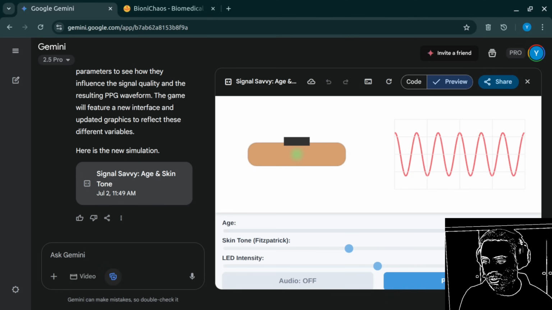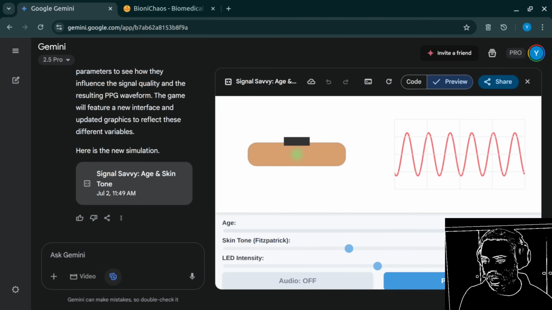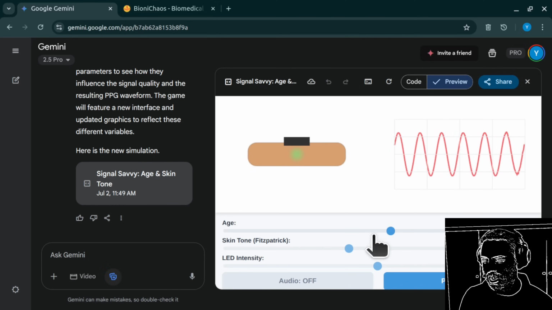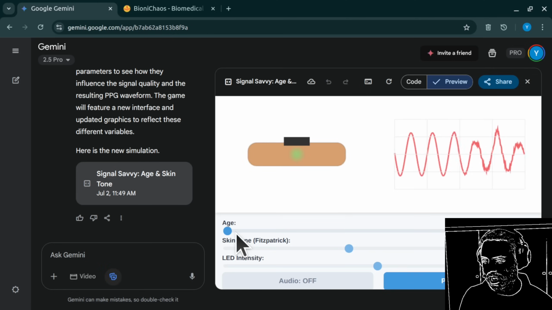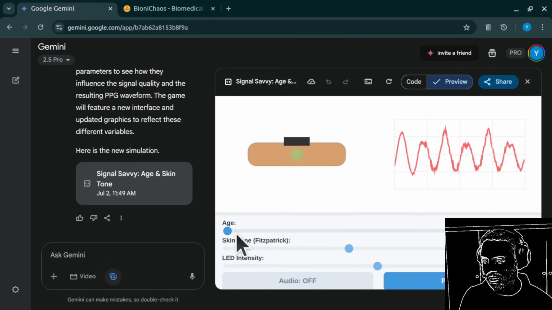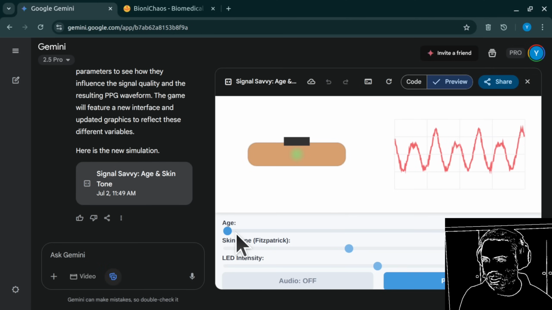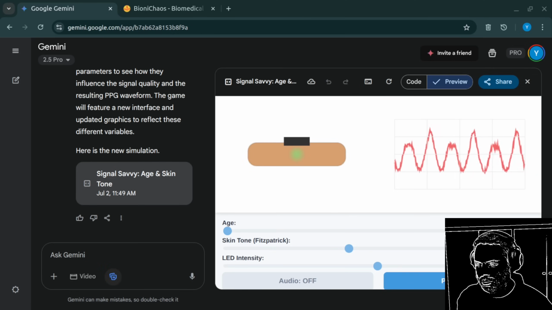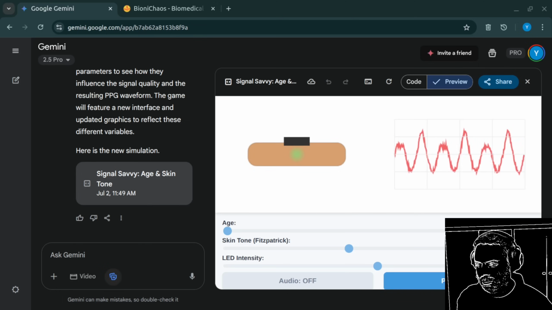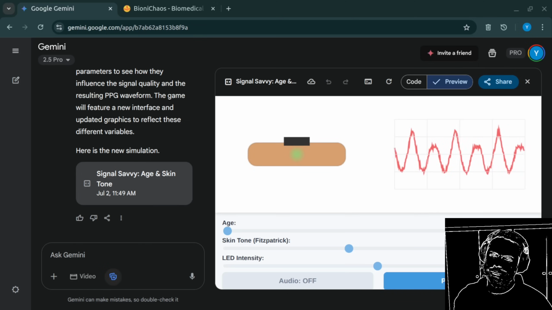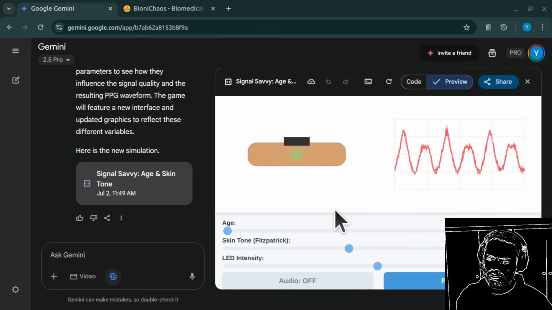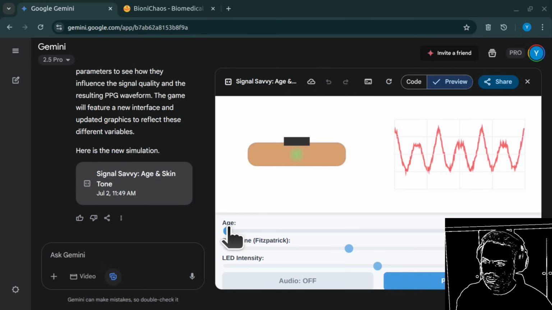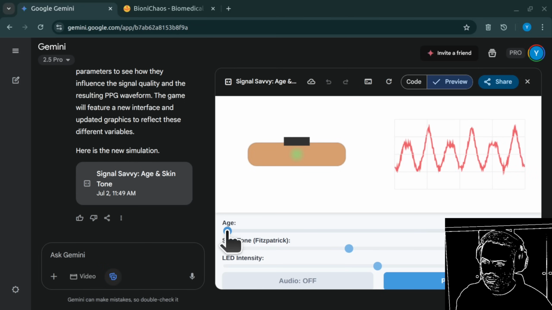Is it the case though? So this is an 85-year-old patient and this is a 20-year-old patient. What's the difference in the signal? For a 20-year-old, the signal appears to be much clearer and stronger, with more prominent peaks and valleys, indicating a better signal quality compared to the 85-year-old. This suggests that age can influence the quality of the PPG signal.